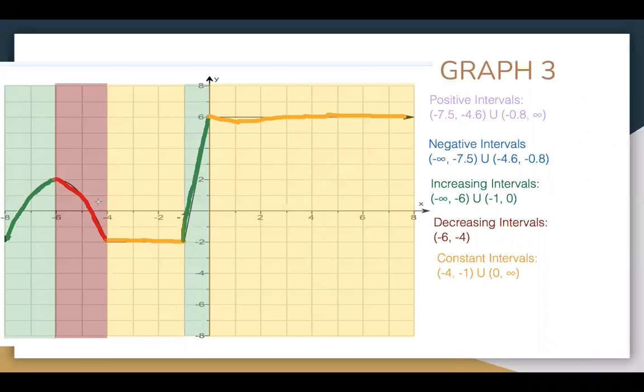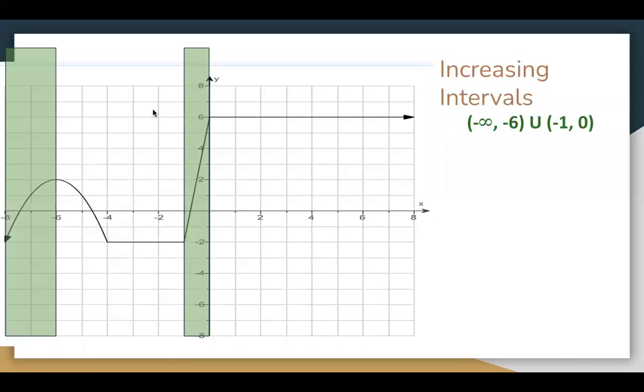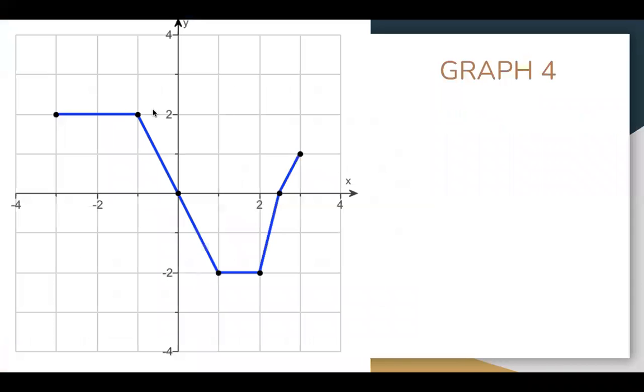You can see -4, -1, 0, then ends in an arrow. So that is it for graph number 3. Graph number 4.